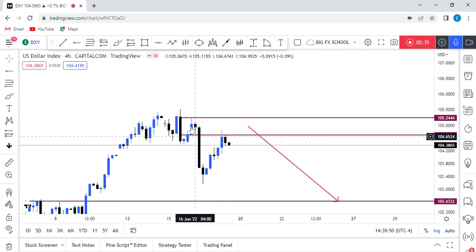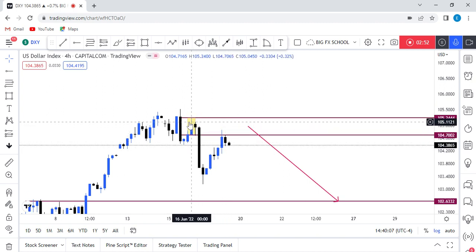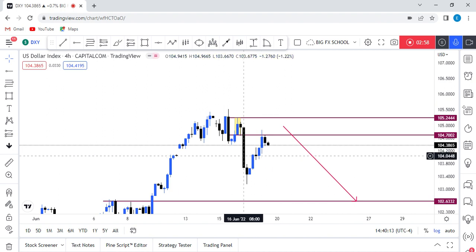But for me, I have spotted this order block here as the one I'm looking for, this last bullish candlestick here. The market already touched it here, but you can expect another push to the upside to touch this level here, and then we drop down.